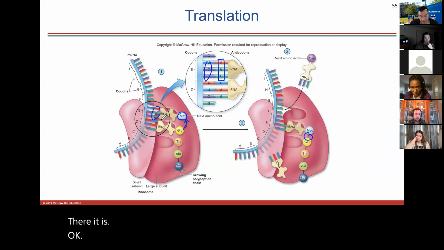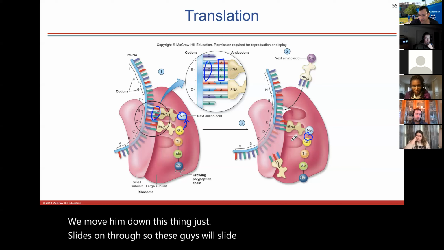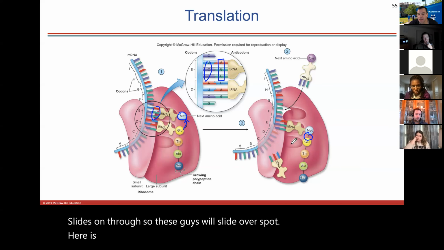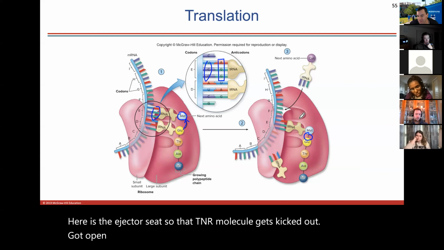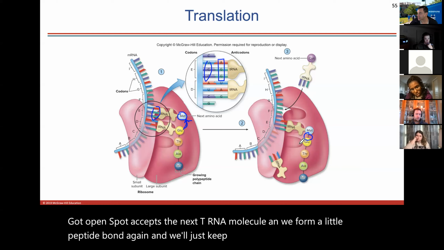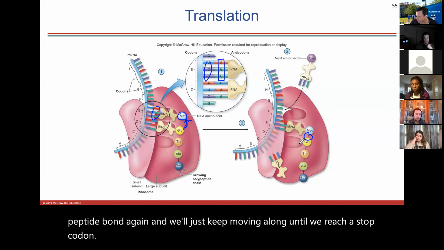We move them down. This thing just slides on through. So these guys will slide over a spot. Here's the ejector seat, so that tRNA molecule gets kicked out. Got an open spot, accepts the next tRNA molecule, and we form a little peptide bond again, and we'll just keep moving along until we reach a stop codon.